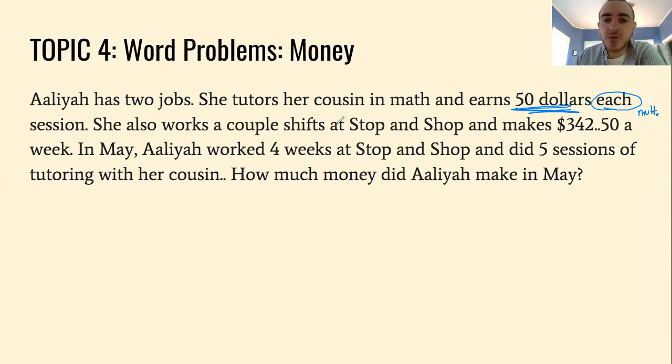Then she also works at Stop and Shop. She makes this much a week. If she works for 4 weeks, you're going to find the money that she makes every week and multiply it by 4 to find out the total money. So also multiplication. We know that she had 4 weeks at Stop and Shop and then 5 sessions of tutoring, and we're trying to figure out how much money she's made in total.